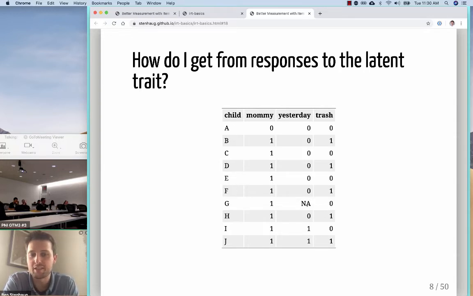Does the sum score let us do anything to impute or make a prediction here? Not really, right? I actually don't even know what to do with child G. Seems like I could give them a 1 and assume if they didn't answer yesterday, they didn't know it. Seems like I could give them a 2 and give them the benefit of the doubt. Or maybe I give them a 1.5 and say, maybe there's a 50% chance you would have gotten it right. Well, that seems unfair. Maybe there's a 2/9 chance you got it right because that's what everyone else says. None of those assumptions feel very good for giving child G a score or an ability measure.